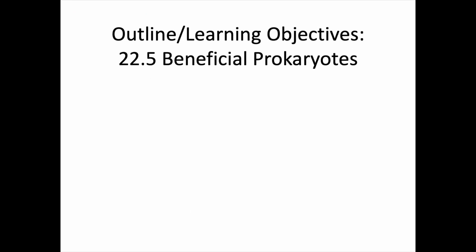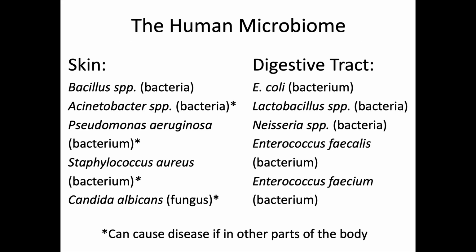Now, I don't want to just talk about bad bacteria and horrible diseases and bad things happening to us. There are actually quite a few beneficial prokaryotes. A lot of these beneficial prokaryotes make their home in and on us. So this is referred to as the human microbiome. This is a very short list of some of the bacteria and fungus, that's getting into a different chapter though, that routinely live on our skin. And there's a whole ecosystem of different bacteria that live in our digestive tract as well. Again, part of what's called the human microbiome.